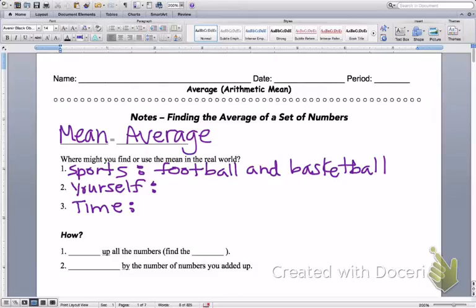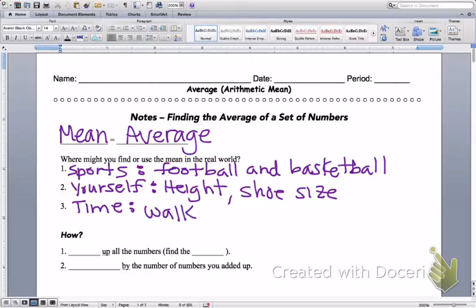In yourself, you can measure and find the average of many things in groups of people. Like we can figure out the average height of people in this room. We can find the average shoe size. These are two ways we can find averages in yourself. And the last one, time: we can figure out the time it takes you to walk to school. You can determine how early you need to leave home, or if you're in a car, how long it takes you to drive from school to home or home to school to determine what time you need to leave in order to get somewhere on time. These are just a few quick examples.